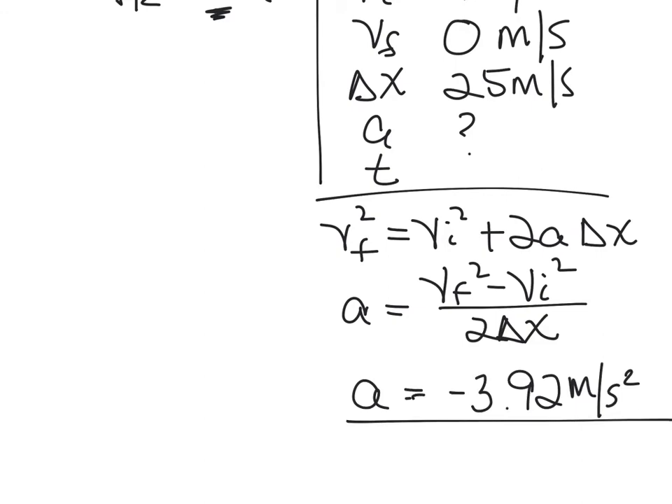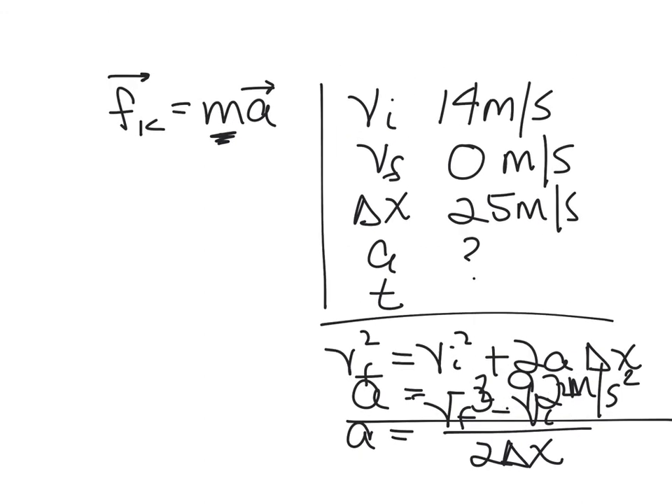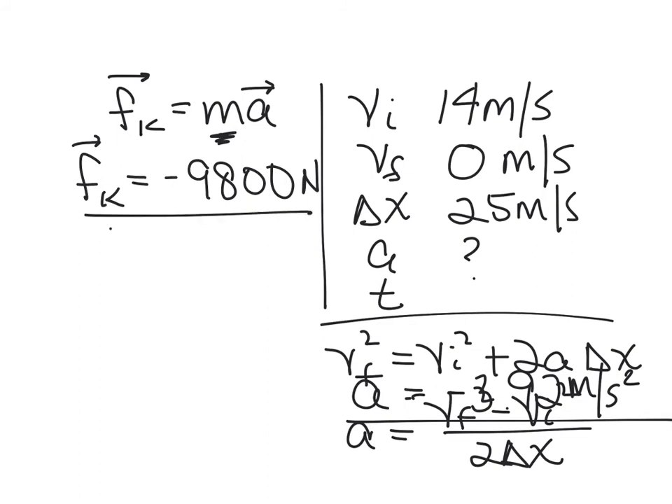So here we go. Now we're going to go back up to where we were. Now we can find a value for the force of kinetic friction. We plug this in: force of kinetic friction equals the mass, 2,500 kilograms, times the acceleration, negative 3.92 meters per second squared, and you end up with a value of negative 9,800 newtons. Very good. That's important. So now we have 9,800 newtons.